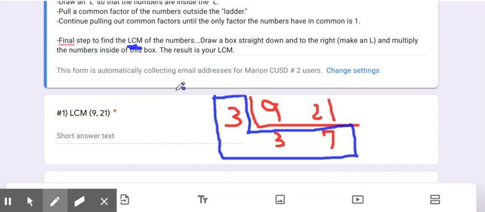Okay, this is the main difference between using the ladder method for the GCF as compared to using the ladder method for the LCM. When finding the GCF, I would go straight down and multiply those numbers together. When finding the LCM, I make an L and put those numbers in a box and multiply them together. So I have 3 times 3, that would be 9, and 9 times 7, that would be 63. So the LCM of 9 and 21 would be 63.